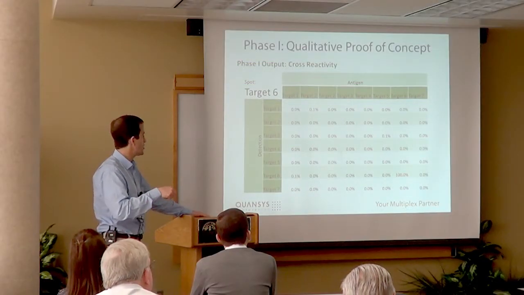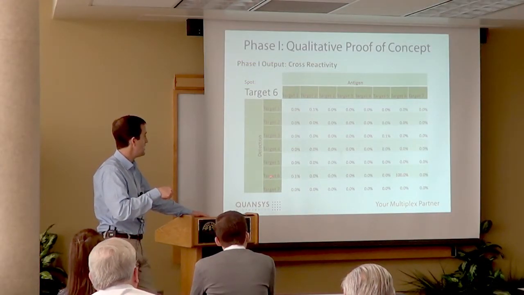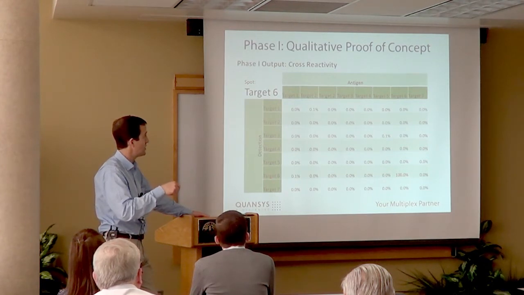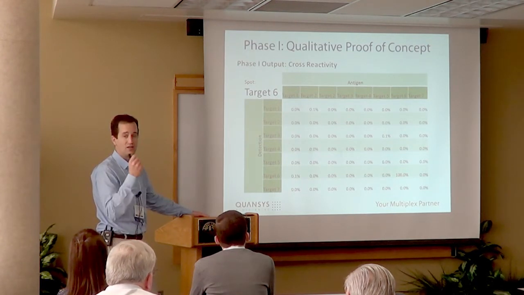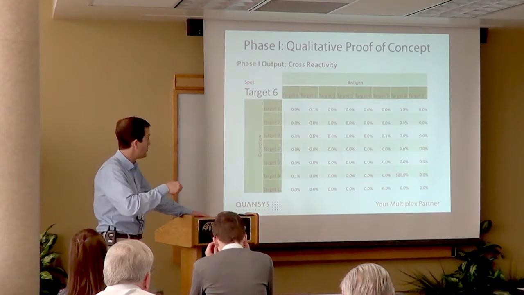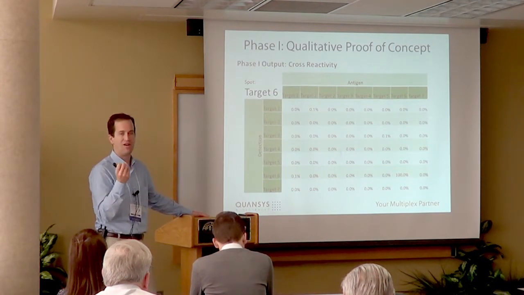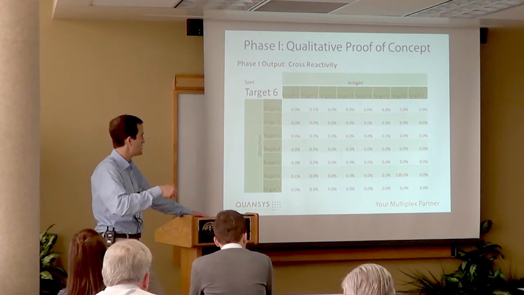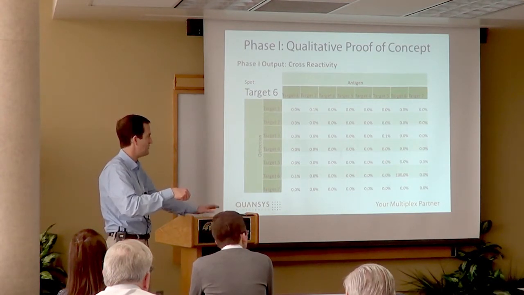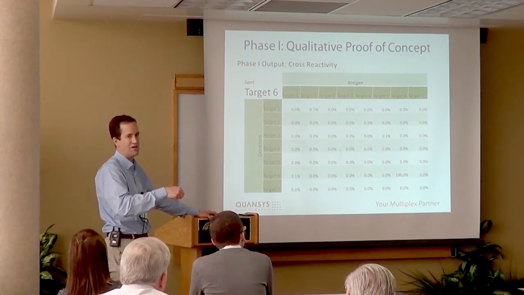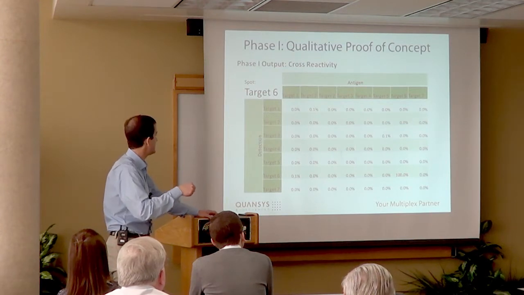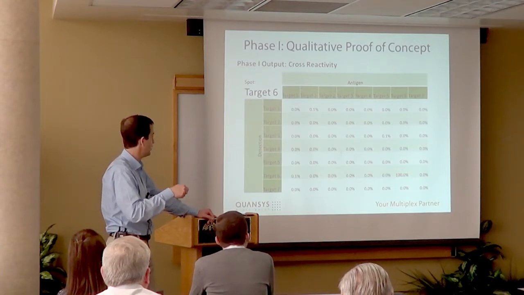We treat the signal seen for target 6 detection with target 6 antigen as the maximal signal, and what's reported here is the percentage of that maximal signal. That makes sense. So for example, let's say, for ease of calculation, we see a signal of 10,000 here, and we see a signal of 100 here. Then that would be our 0.1% cross-reactivity. So you can see for target 6 here, it looks great.